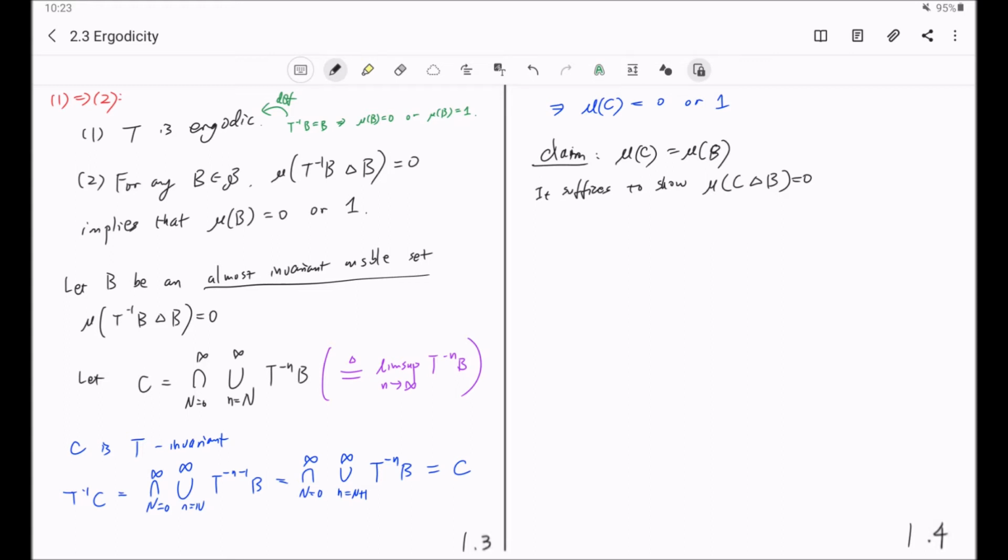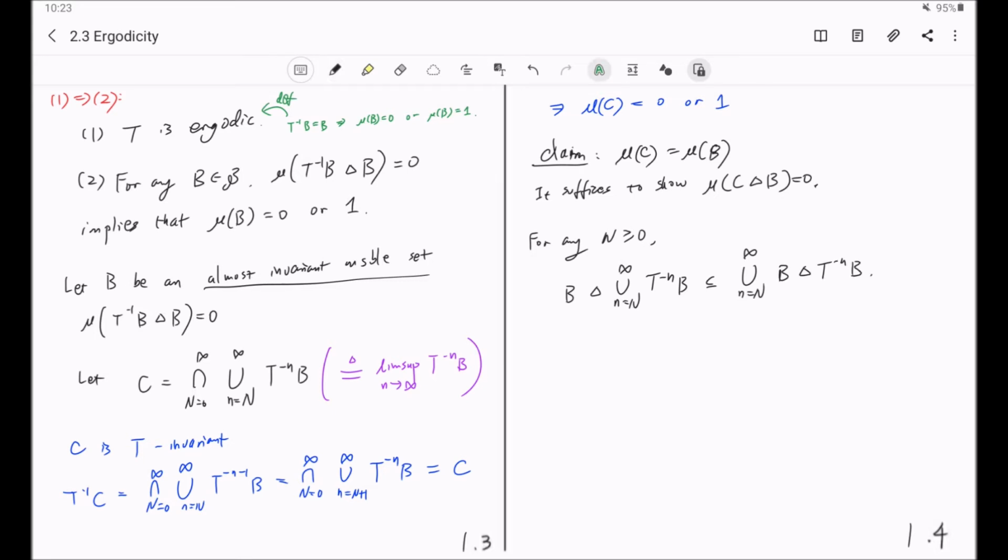So first observation is that for any n greater or equal to 0, we have this set difference of B with this union is contained in the union from n equal to infinity of this set difference.